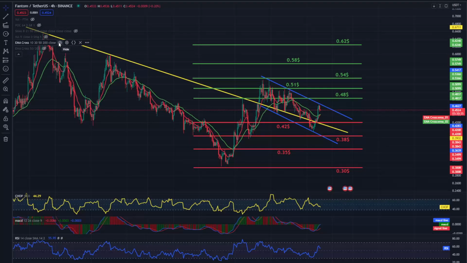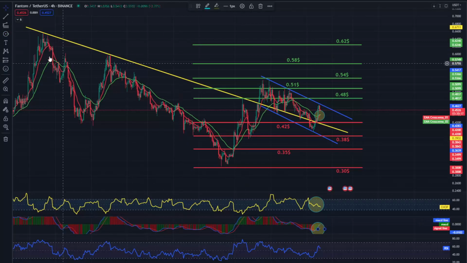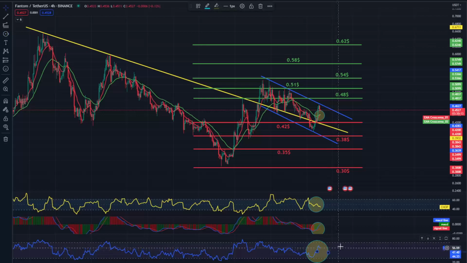It is worth paying attention to the EMA Cross 10 and 30, because we can see that we are on the verge of entering an uptrend. Please look at the CHOP index, which indicates that most of the energy has been used. The MACD indicates a local uptrend, while the RSI shows a fairly strong increase. We can see that a recovery period has begun.